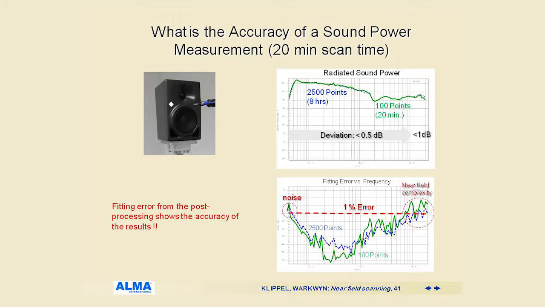What is the accuracy of a sound power measurement? It only takes 20 minutes to perform it. This is the curve of the radiated sound power, 2,500 points. It took 8 hours to do it. We repeated at 100 points, took 20 minutes. Below 10 kilohertz, there's only a deviation of half a dB. Above 10 kilohertz, it's less than 1 dB.